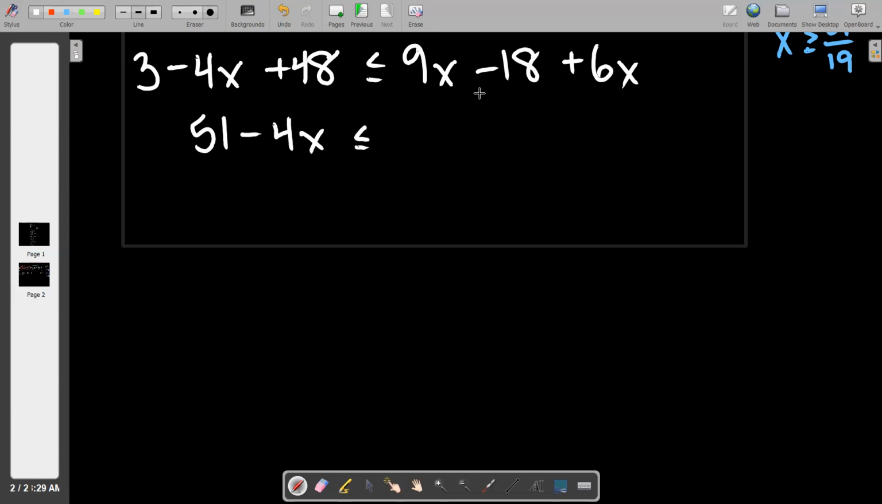On the left side, I got a 3 and a plus 48, and that makes 51. And on the right side, I got some x's to put together. 9x and 6x make 15x. And then from here, you know I'm going to move my x to the left. So I'm going to subtract 15x across, and that's going to give me negative 19x. And if my x's have taken over the left, then I'm going to subtract 51 across, which is going to give me negative 69.